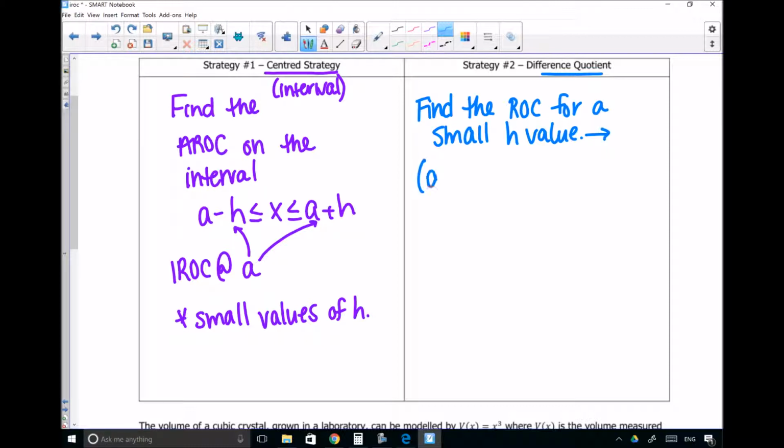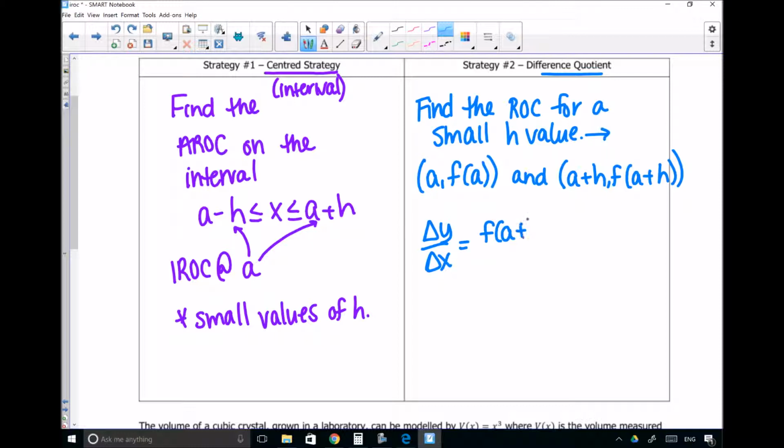So right here, if I'm trying to find it at A, f of A, remember this is x, y, right? Then it's going to be a little bit above A. So we're going to do A plus H, a little bit above A, and then the f value at this x value right here. So to find it, we're going to do delta y over delta x, which is f of A plus H, right? Because this is my f of B right here, minus f of A right here, all over my B, which is A plus H, minus this one right here, which is A.